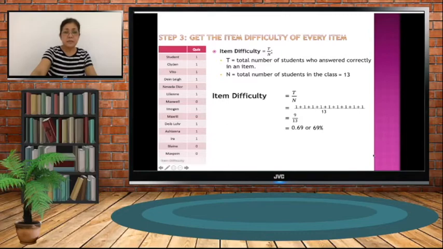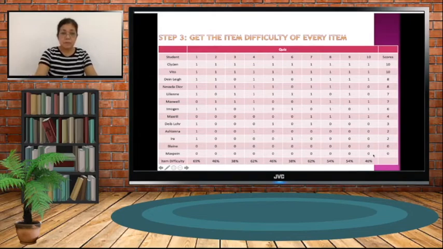Let us take another example, item number 2. In item number 2, 6 students got the correct answer. The same, N is the total number of students, and with the answer, we got 46 hundredths or 46%. You have to follow the same procedure with item number 3 up to item number 10. So let us see: item number 1 is 69%, item number 2 is 46%, and the rest follow with the same formula. And with item number 10, we got 46%.